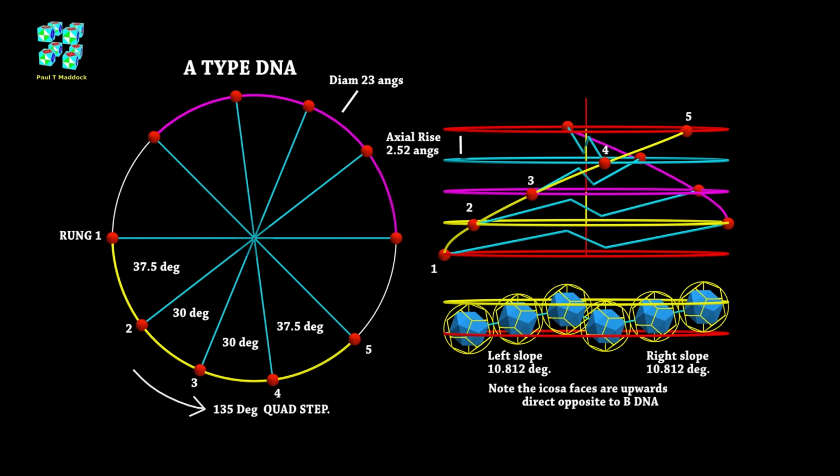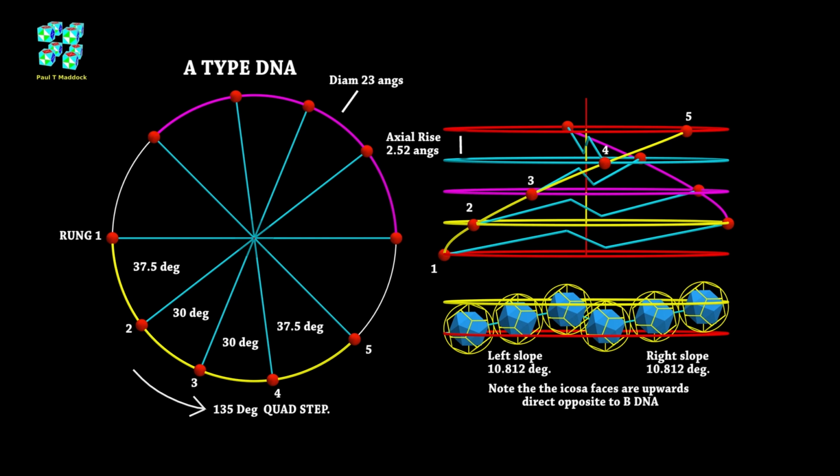Now if you look on the right, I show strings of icosas and dodecas, a left-hand string and a right-hand string. But if you look closely, the icosas and dodecas are orientated different to B-type DNA. Now if you look at the icosa, the faces are following the vertical vector and the vertices are following the slope vector. This is exactly opposite the B-type DNA.